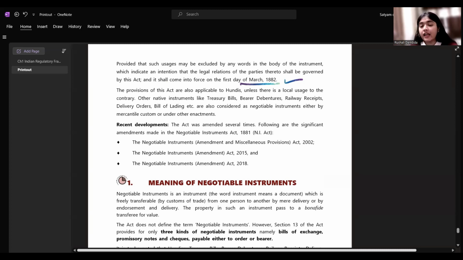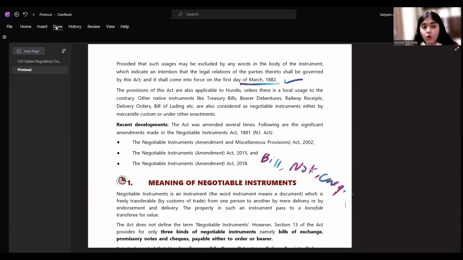And they have said that if there is no other enactment for them, they will be considered here. Similar to what was given earlier, hundis will be considered if there is no other legal law. If there is a different law for treasury bills, bearer debentures, railway receipts, delivery orders, bills of lading, etc., they will be considered under that different law. If there is no such law, they are considered under the Negotiable Instruments Act 1881. I hope we are clear. So we have more or less bills of exchange, then notes, checks, and we also saw these things, that is treasury bills, bearer debentures, railway receipts, delivery orders, bills of lading, etc.